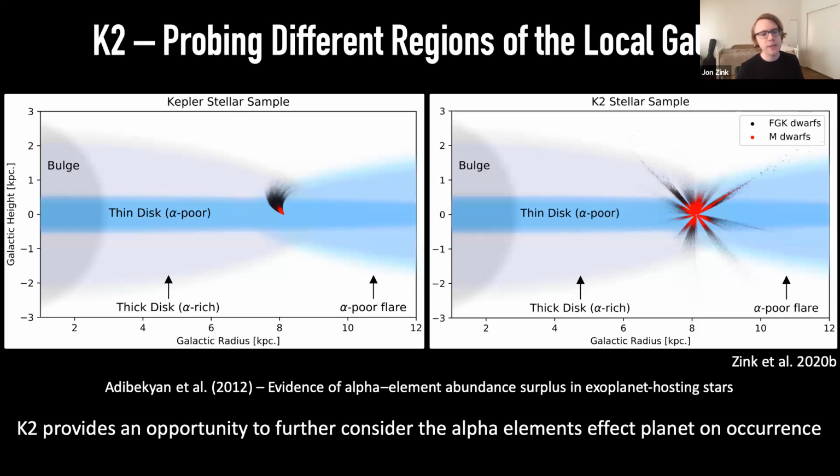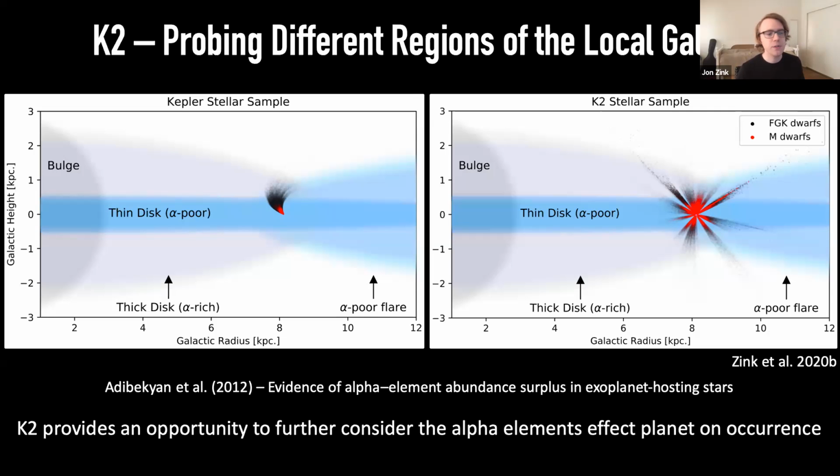One of the cool things about K2 is that it actually reaches into this thick disk region. And that allows us to probe these alpha-rich stars and really see, are these alpha abundances essential for planet formation or not? We have some early evidence that suggests it is, but now with this K2 sample, we can really start to test that hypothesis and see if that is true.